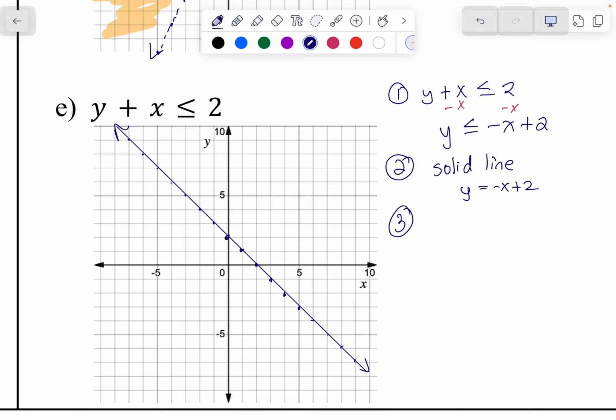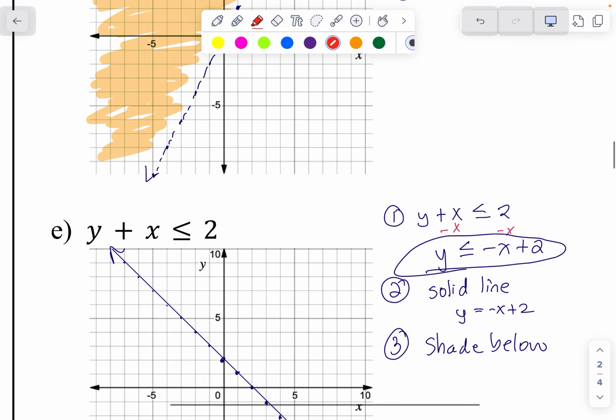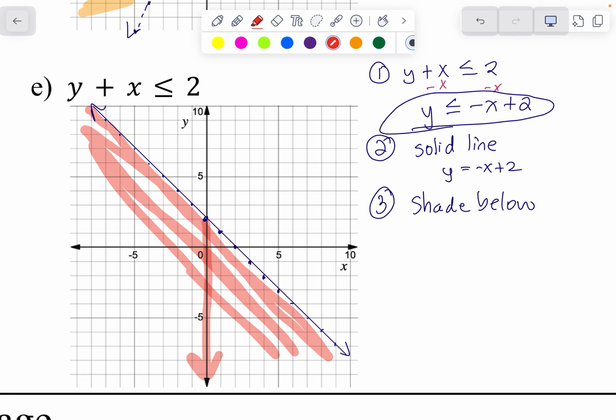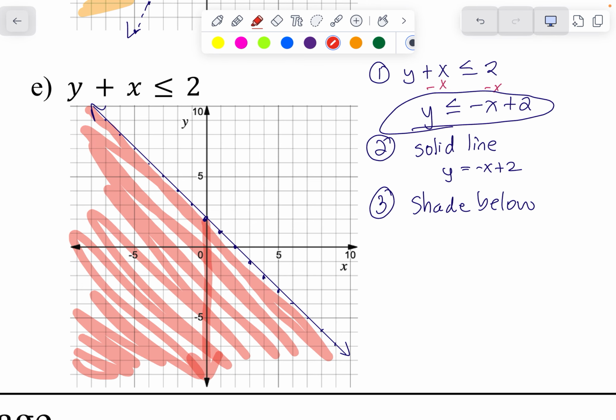Look at our finished version. See how it is a less than symbol. Our finished version is a less than symbol. So we have to shade below the line. It's all about the finished version, not the original, because you might have had to turn it around. And we are shading below the line. So you can find where your y-axis is below it, but it's under it. I think of under it. So it's all that area kind of right there.